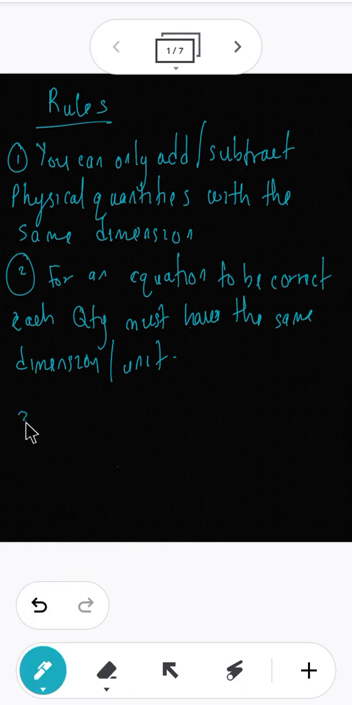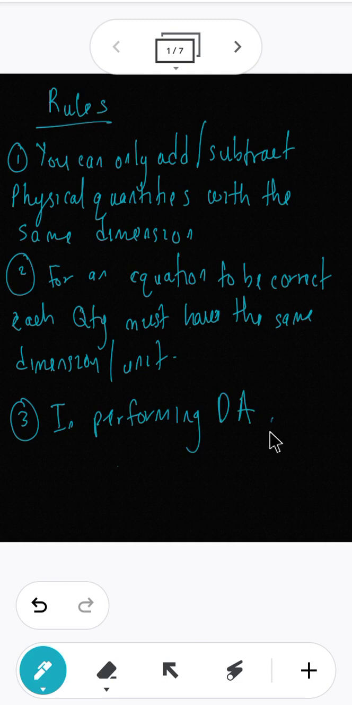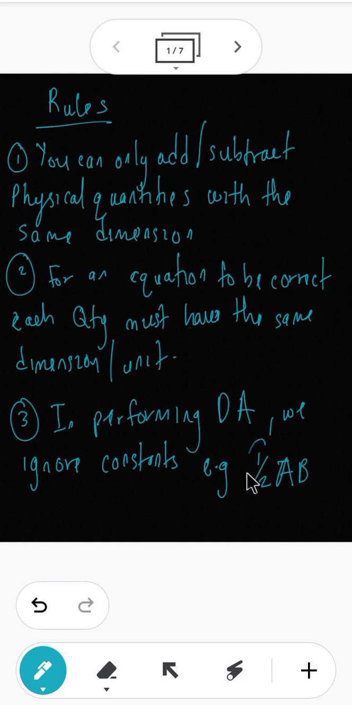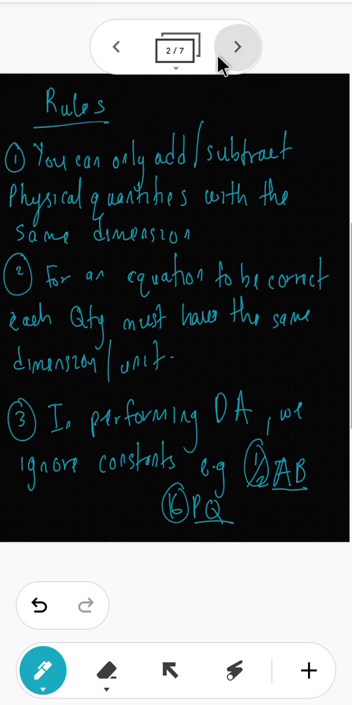The third thing we have to note is that in performing dimensional analysis, permit me to use DA for dimensional analysis, we ignore constants. We always ignore constants. An example of constants is numbers like 1 over 2, or 1 over 2 AB; you ignore the number and just work with the letters. So you can have 16 PQ, you ignore the 16, you just work with PQ. You understand? So now down to an example.